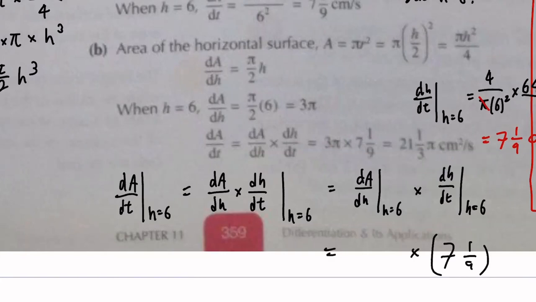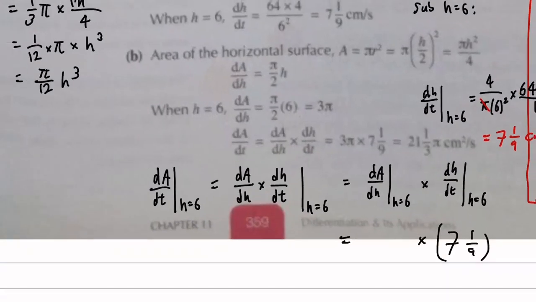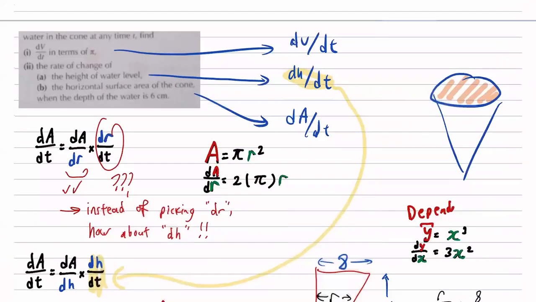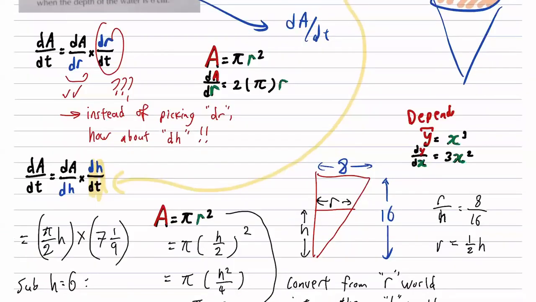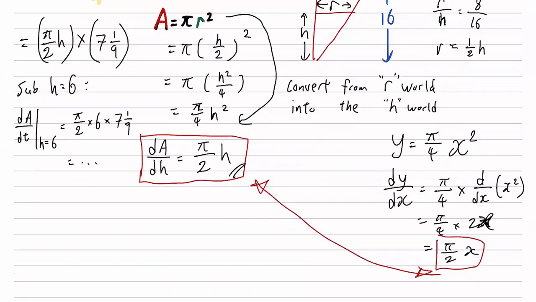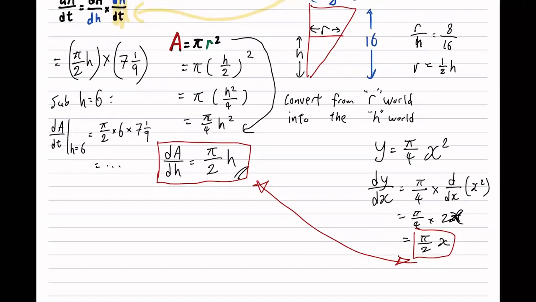So they did it piece by piece, which is okay. I guess it's fine as well. dA by dh when h equal to 6, they get 3 pi. Did I do something wrongly? Let me just double check. Oh no, nothing wrong. I just didn't simplify 6 and 2 become 3. Can you understand what's going on?